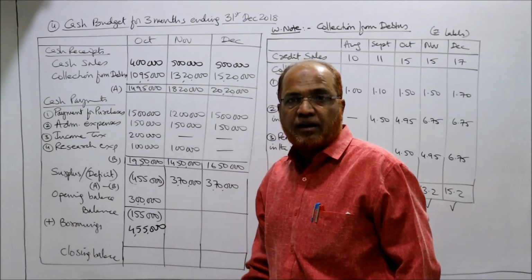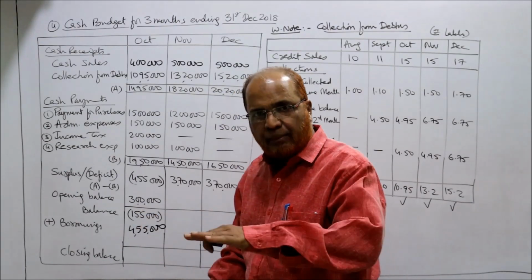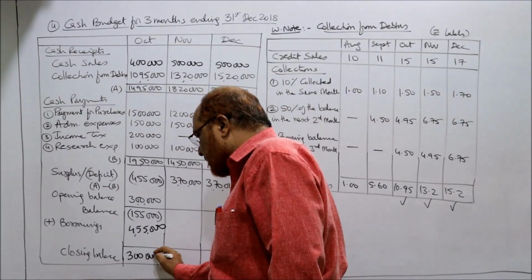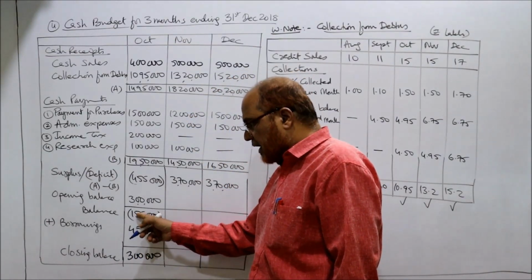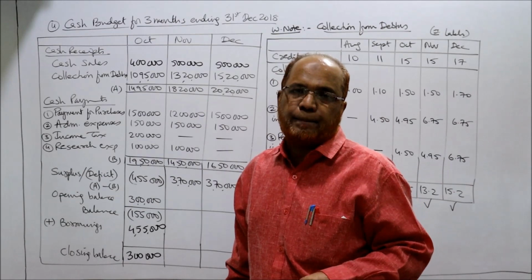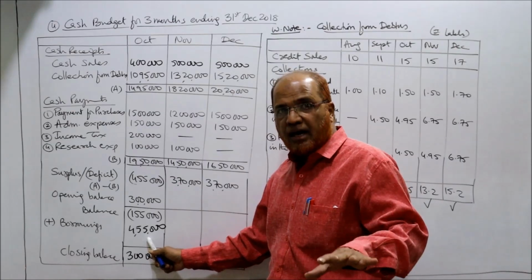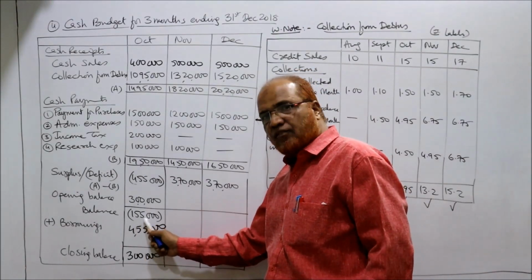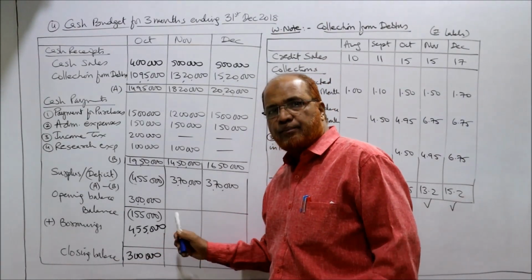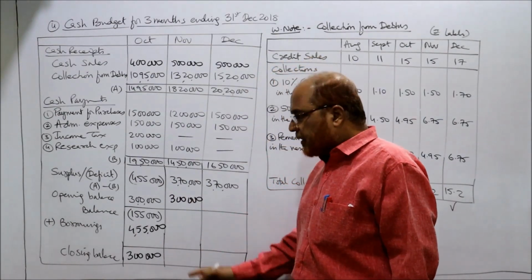Borrowings 4,55,000 करना पड़ेगा. अगर 4,55,000 borrow करेंगे तो इसमें से 1,55,000 minus हो गए. तो फिर क्लोजिंग बैलेंस कितना हो जाएगा? 3 लाख. 4,55,000 माइनस 1,55,000, यू विल गेट ए क्लोजिंग बैलेंस ऑफ 3 लाख. दैट्स व्हाट वी हैव टू मेंटेन, रखना है कम से कम 3 लाख रुपए. तो ये 1,55,000 सेट ऑफ हो जाएगा और बचेंगे 3 लाख रुपीज. अब ये क्लोजिंग बैलेंस विल बिकम ओपनिंग बैलेंस ऑफ नेक्स्ट मंथ.